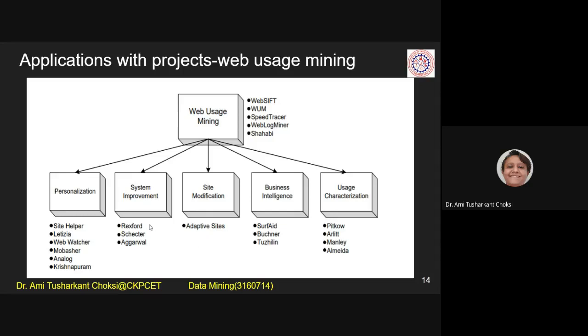System improvement, for that also we have, say, Rexford, then Agrawal. See, you can say Agrawal, is it a tool or is it any application?